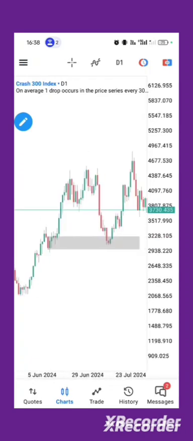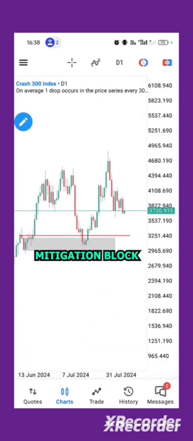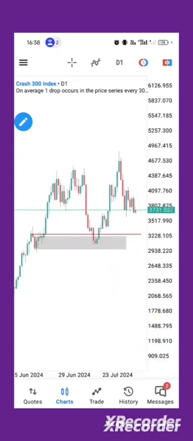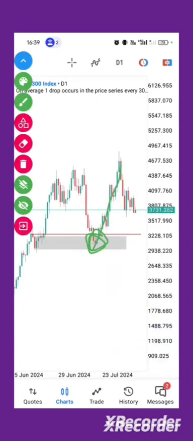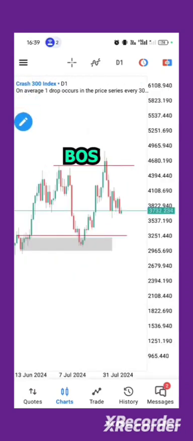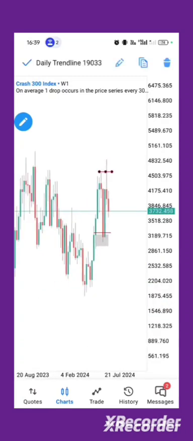Now what's interesting as well is price is also reacting at the daily mitigation block. So weekly breaker block, daily order block, and daily mitigation block. That is our confluence, and that is the reason why price went up and it broke structure above that high. So we expect price to return back into the range and then shoot up.